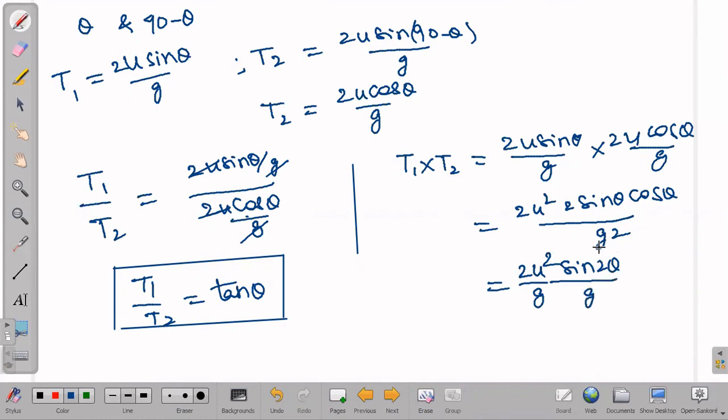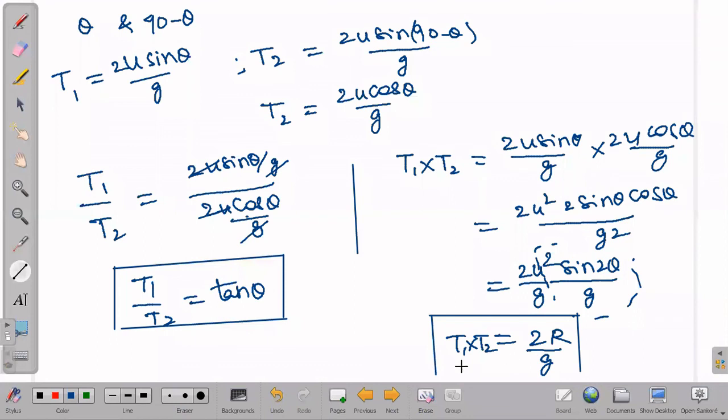Now this will come in the next derivation part: u square sin 2 theta by g, we will consider as R. So 2R by g we will get when we multiply these time of flights. So how I am writing R, you have to wait till we go with the next topic. What is this R? How are we going to derive it? We will see that in the next topic. Our next topic will be range, horizontal range. There we will be studying it, right?